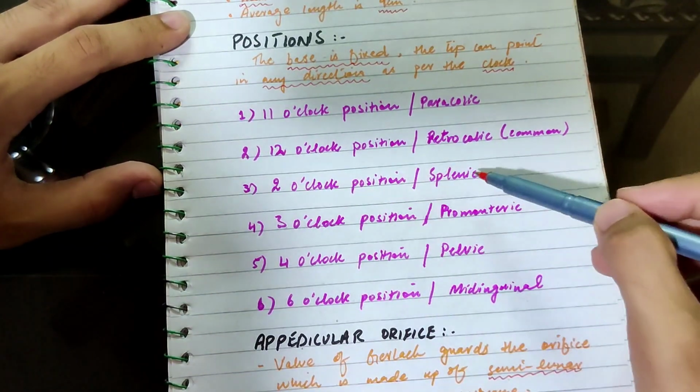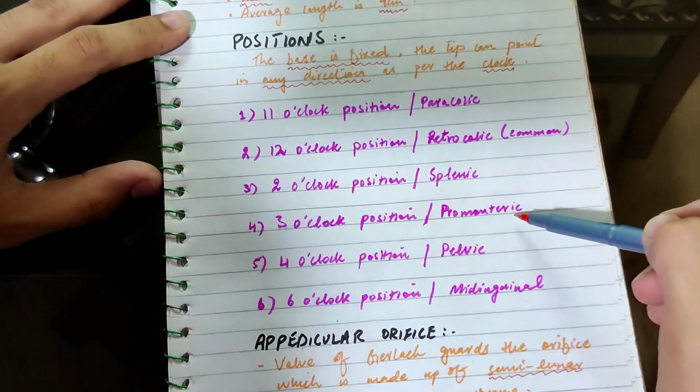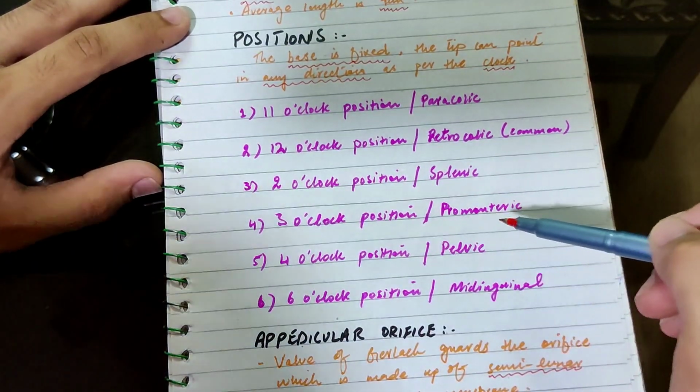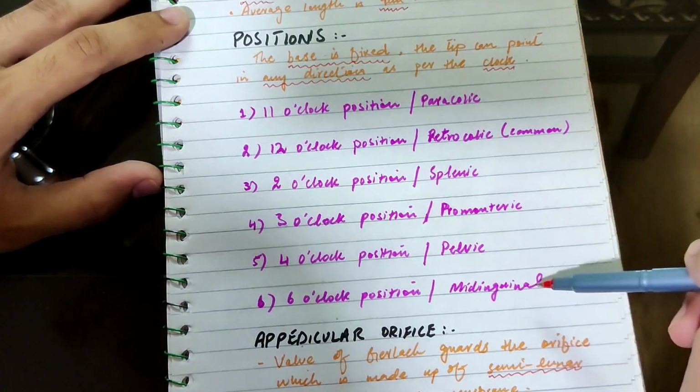The 2 o'clock position, also known as splenic position. 3 o'clock position is also known as promontoric position. The 4 o'clock position is also known as the pelvic position, and the 6 o'clock position is also called the mid-inguinal position. I'll show this to you in a diagram.